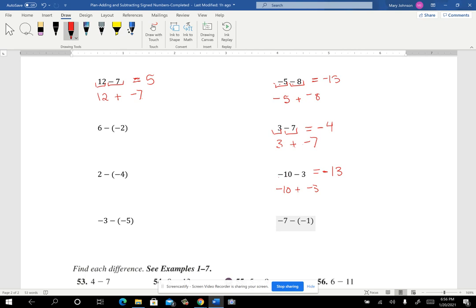Now, something else sometimes people do to remember this is they think about keeping the first number, whatever the first number is. See how that stayed the same on all those? Then changing to addition. See how I changed them all to addition? And then taking the opposite of the second number. So that does work. If you like to do keep, change, change, some people like that concept. Keep the first, change the subtraction to addition, and then take the opposite of what follows. So keep the -5.